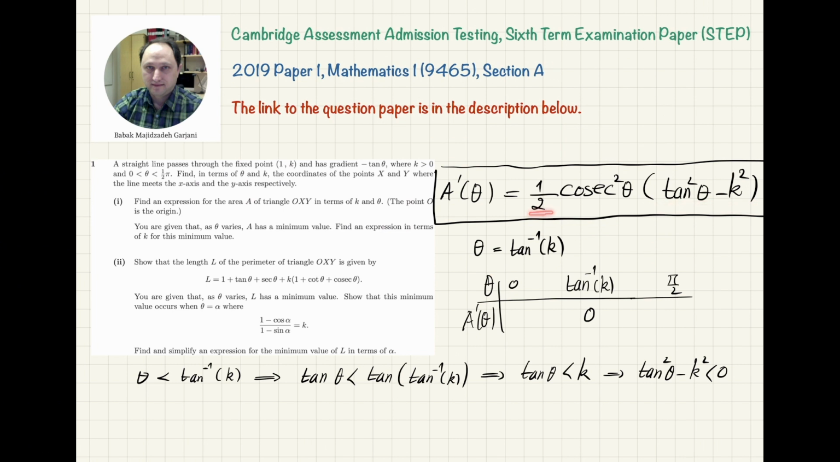This is a positive value, this is a positive value, so it means that a prime of theta is negative. So here, the a prime of theta on the left-hand side of tangent theta equals k is negative. Similarly, you can convince yourself that on the right-hand side of this value, the derivative of a is positive. So it means that here on the left, the function goes down, and here on the right, the function goes up. So this is a local minimizer. This point corresponds to a local minimizer.